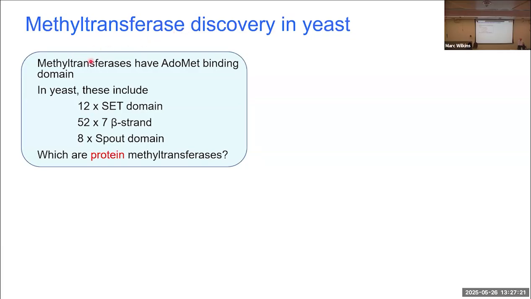Now, the great news is that methyltransferases have a binding domain for S-adenosyl methionine. That's the methyl donor, in the same way that kinases have an ATP binding site. And in yeast there are about 72 enzymes like that. But of course, they don't just methylate proteins. They can methylate DNA, RNA, fatty acids, and small molecules. So you need to find which ones of those are actually methylating the proteins.